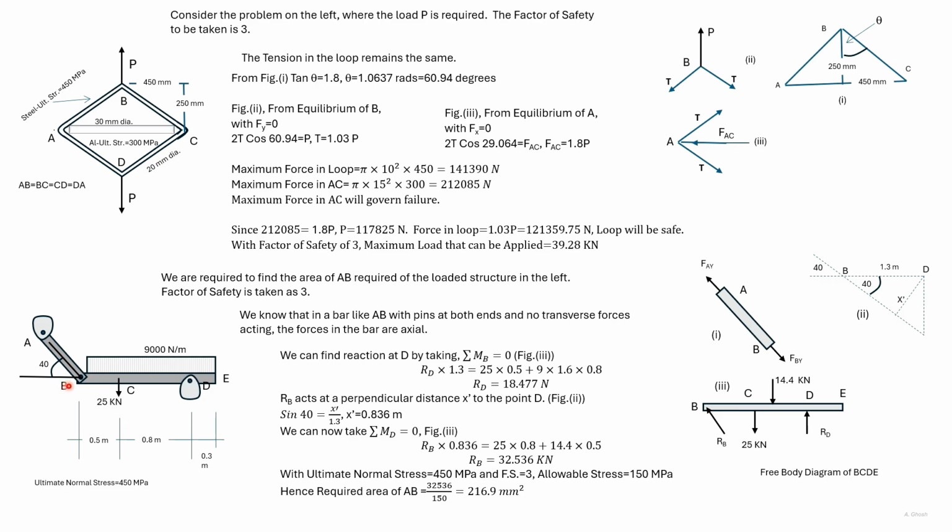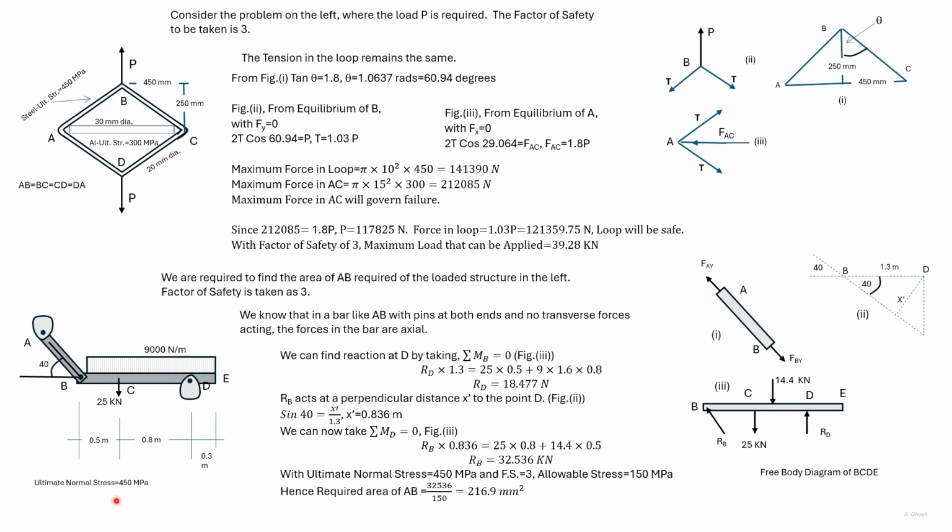Here BD is 1.3 meter. This angle we know is 40 degrees. So using sine, we find x dash, which comes out as 0.836 meter. Now we take moments about D. So we know the distance x dash, so the moment arm of RP is known, and we can find out RP.